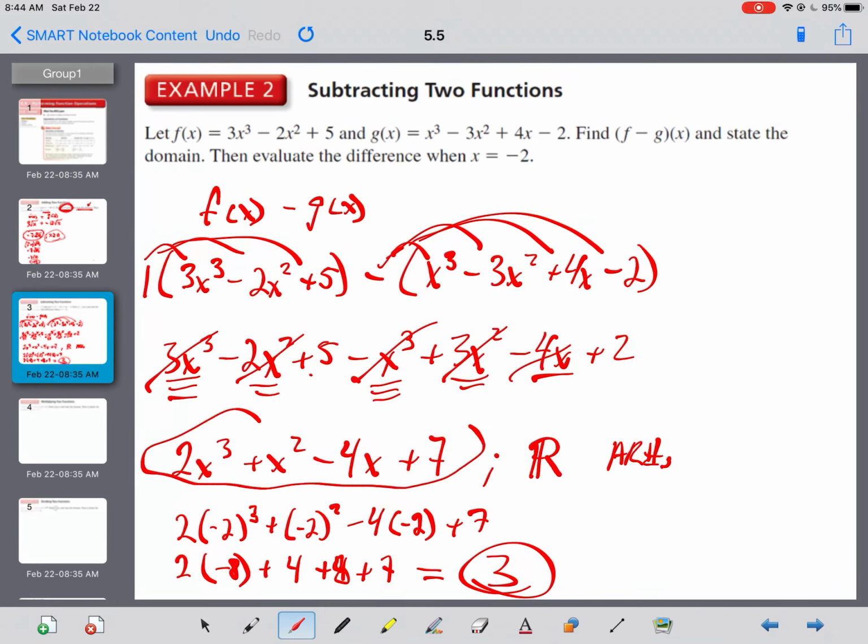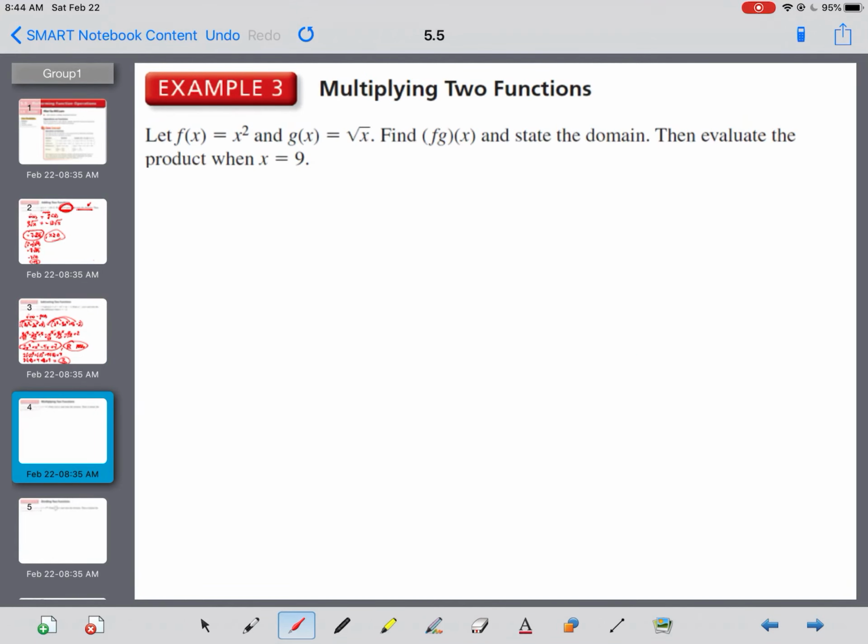So we've got the equation when we subtract them. We've got the domain. And we've got what happens when you plug it in.